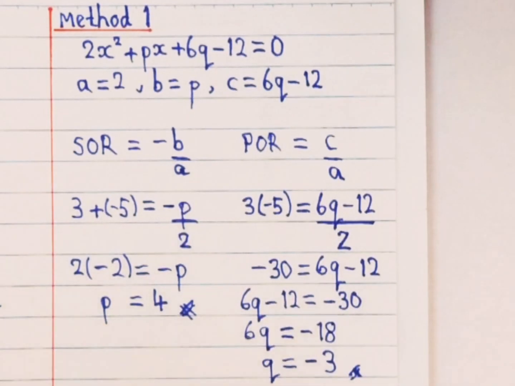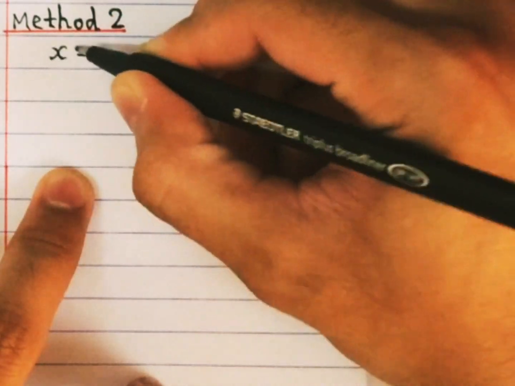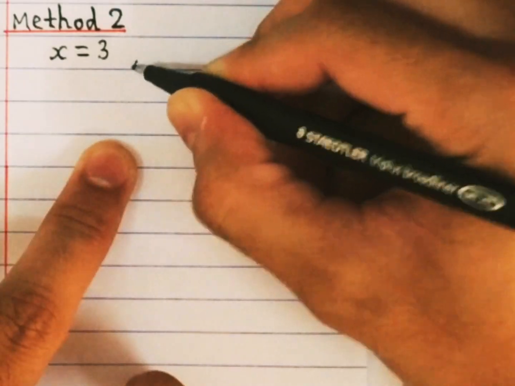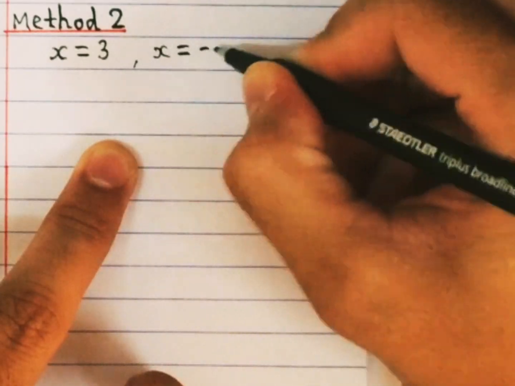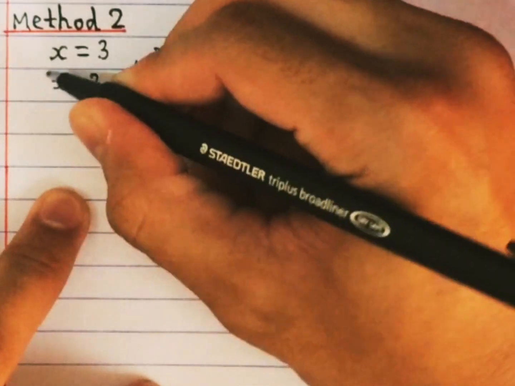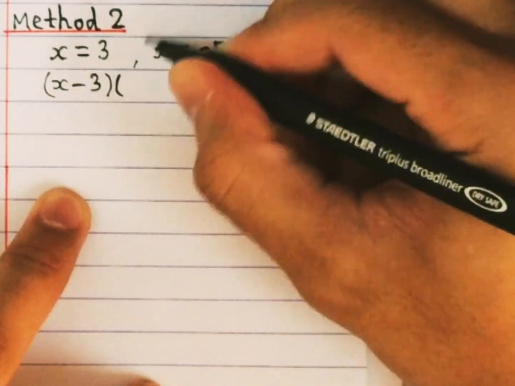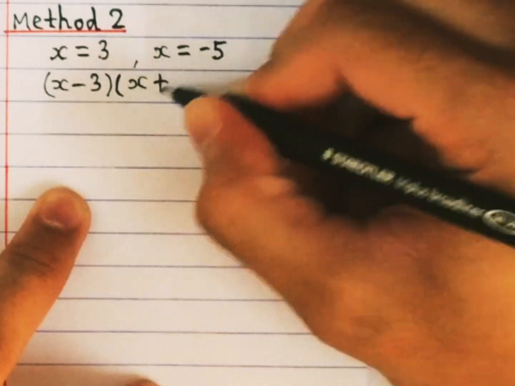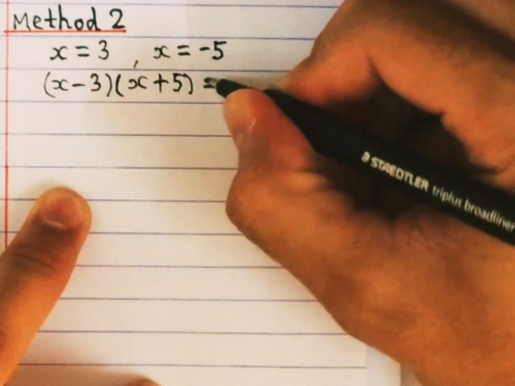So now I'm going to explain to you the second method. Okay, method number 2 is a bit different. We know that the roots are x equals 3 and x equals negative 5 from the information given. So now you bring inside, so you have x minus 3 here. You put the brackets, and then you bring this one inside as well, so x plus 5, and then equals 0.